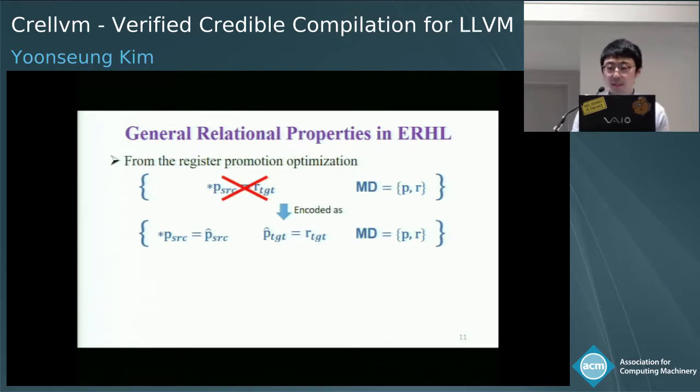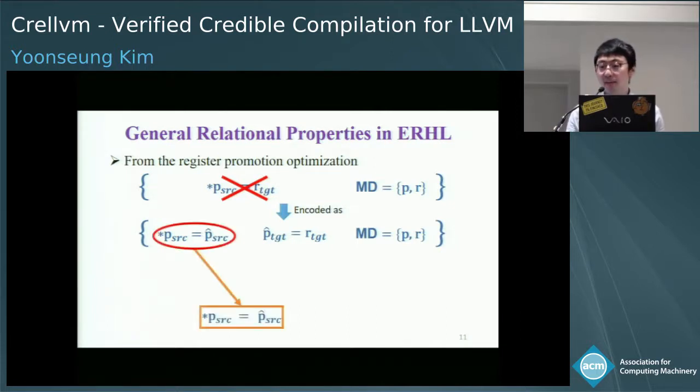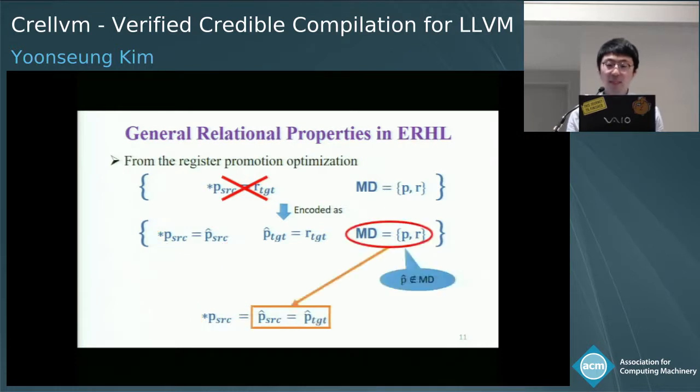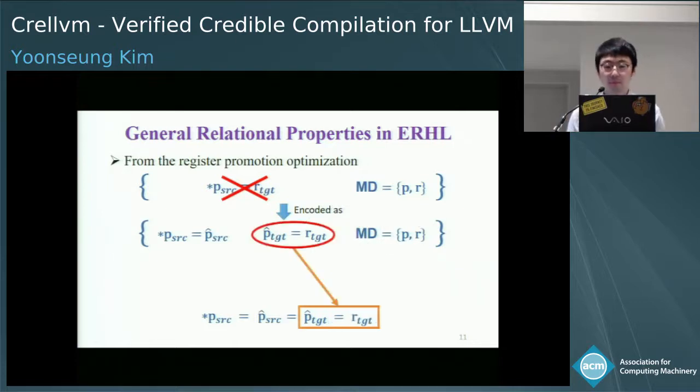Instead, we can encode it using a ghost register P hat as follows. Star P equals P hat in the source, and P hat is not in the maydiff set, so P hat in the source is equal to P hat in the target. And P hat equals R in the target. Therefore, by transitivity, star P in the source is equal to R in the target.